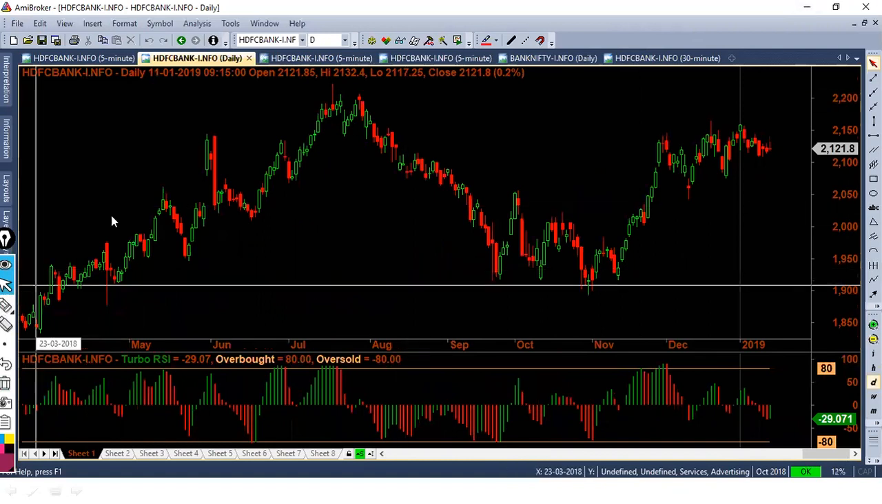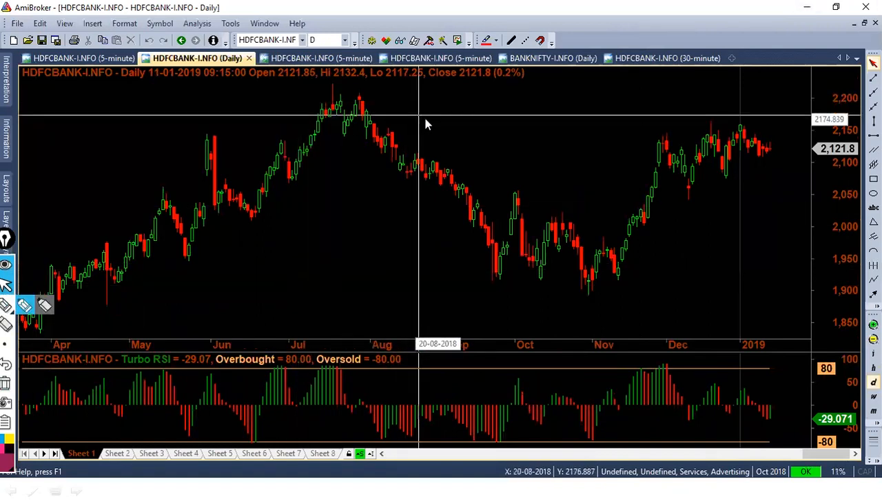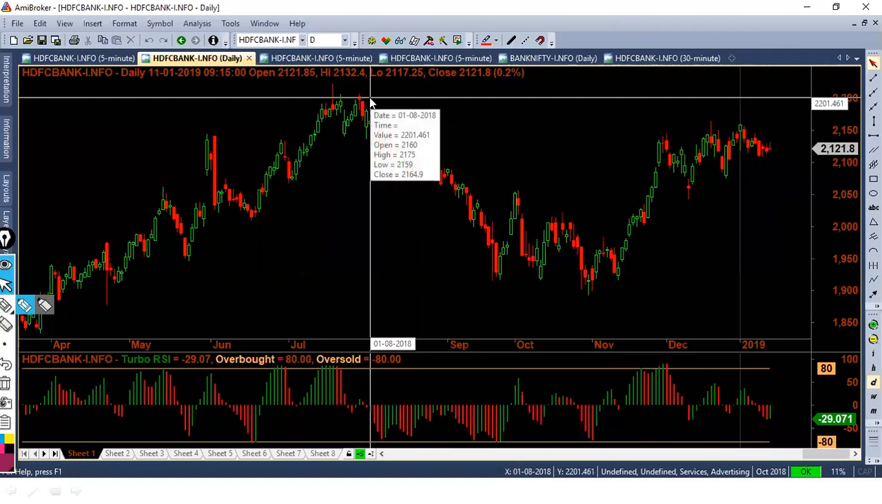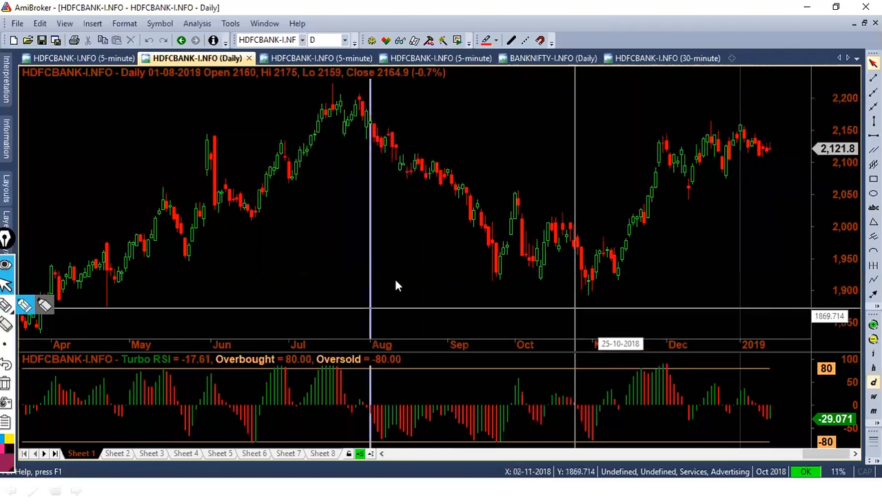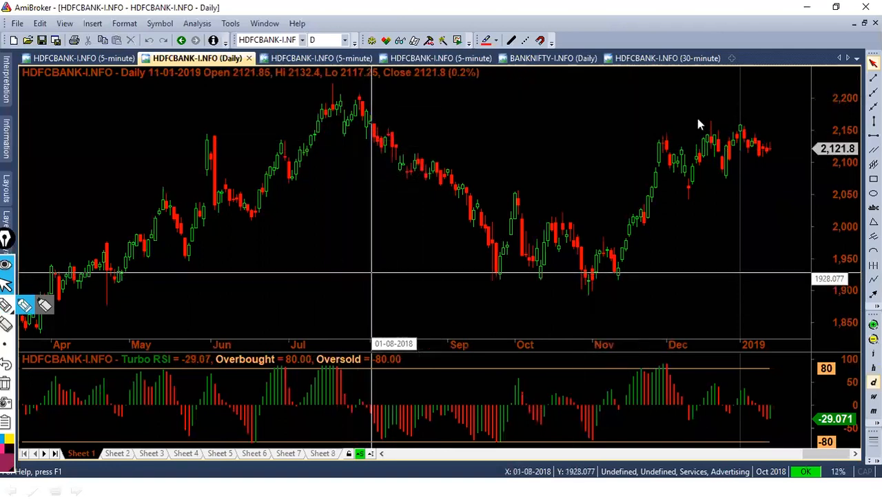Okay, so there are 2 back-to-back secure highs from the profile perspective, both in HDFC Bank. I mean, both of them in HDFC Bank are back-to-back secure highs.